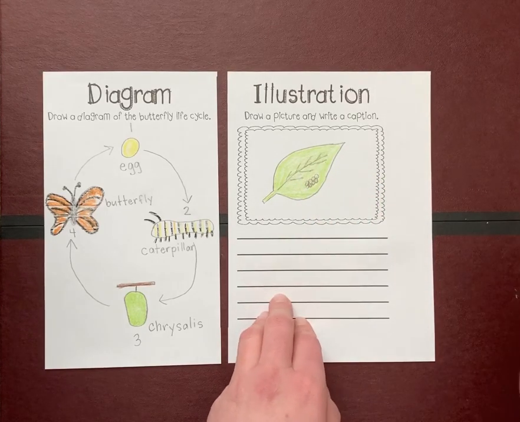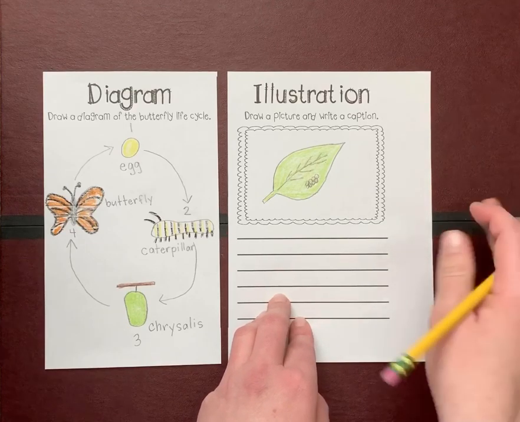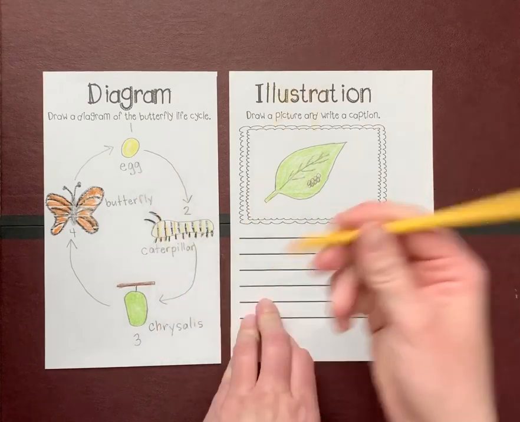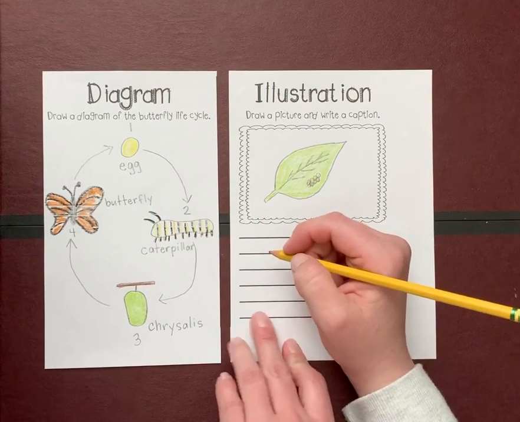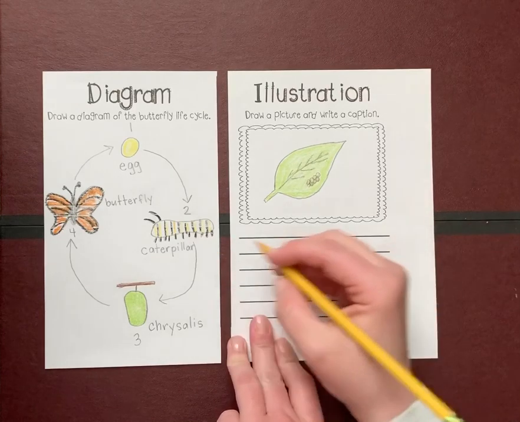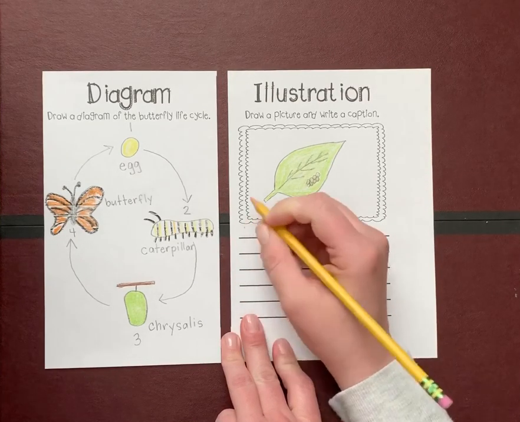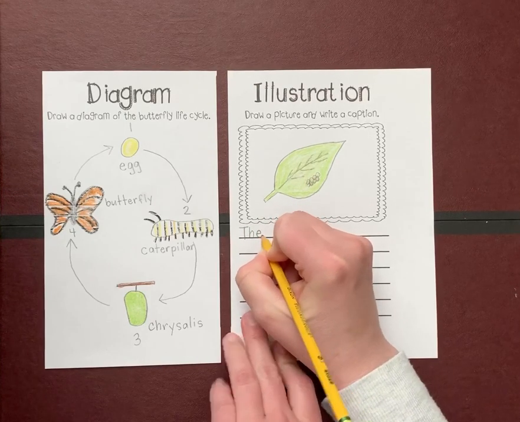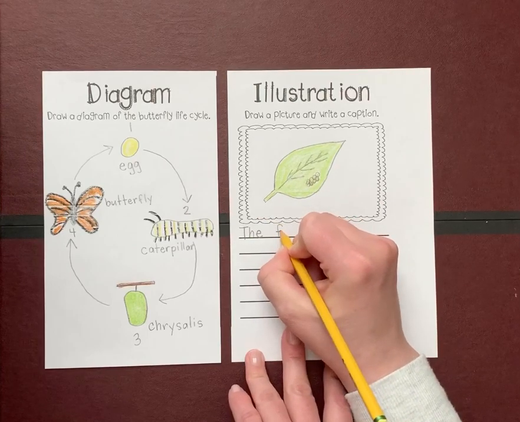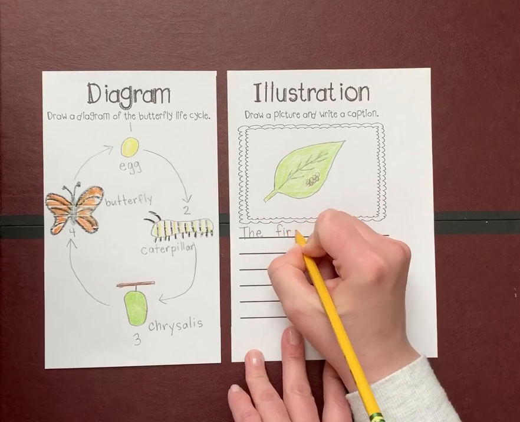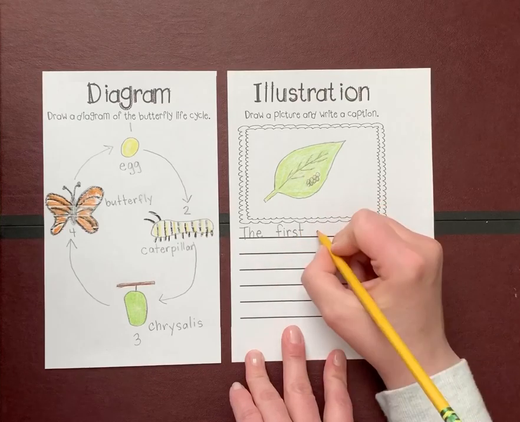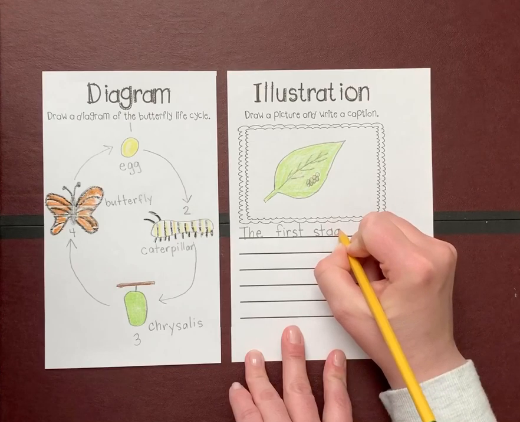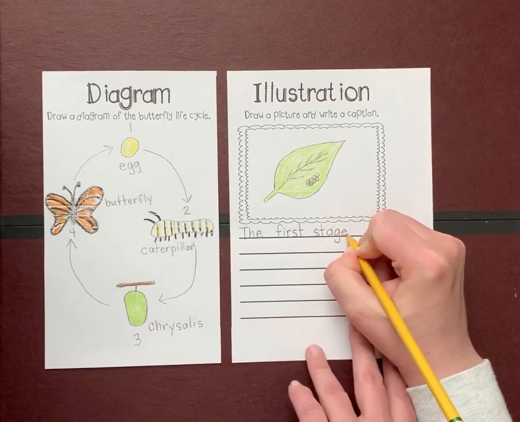Okay, so we're going to write a caption. A caption is a small fact about what your illustration is showing. So we did our first stage. So again, you can pause the video as I write so that you can stay along with me. We're going to start with the word the, with a capital T. Remember our spacing. The first stage, taking your time, focusing on those lowercase letters.